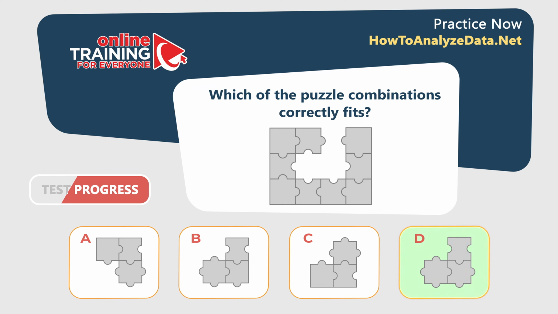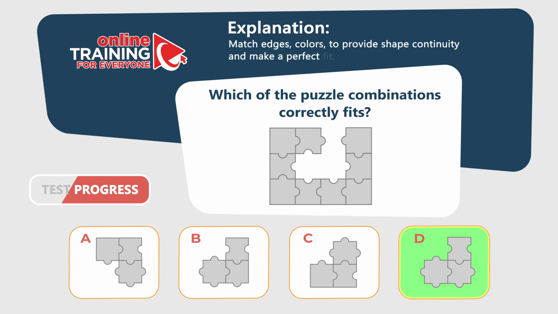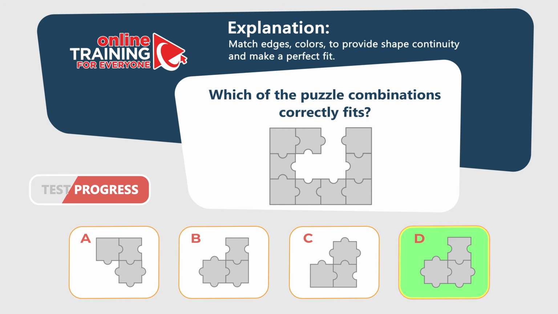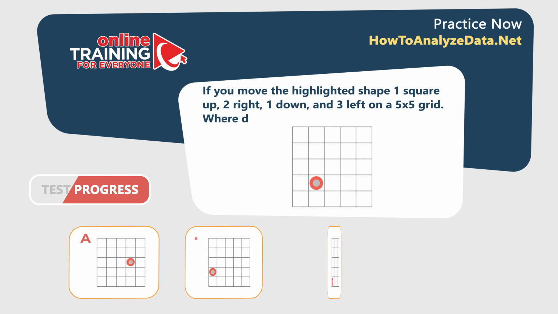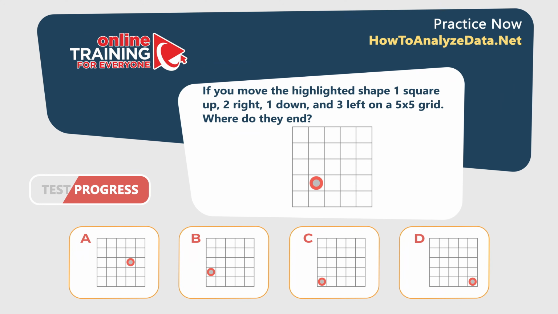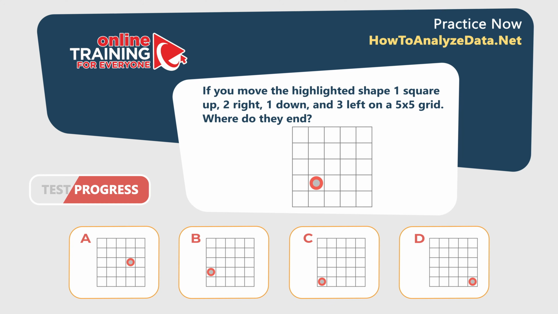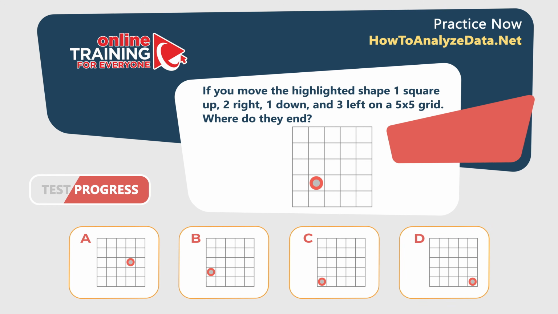The correct answer is choice D, and here's why. It matches edges, colors, and provides shape continuity to make a perfect fit. If you move the highlighted shape 1 square up, 2 right, 1 down, and 3 left on the 5 by 5 grid, where would you end up?